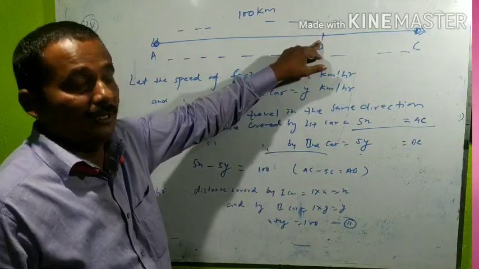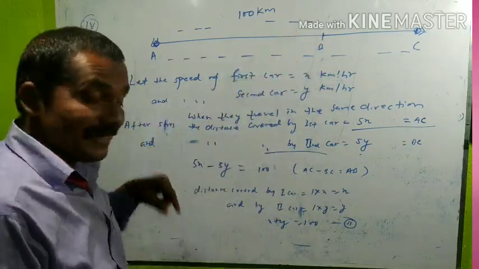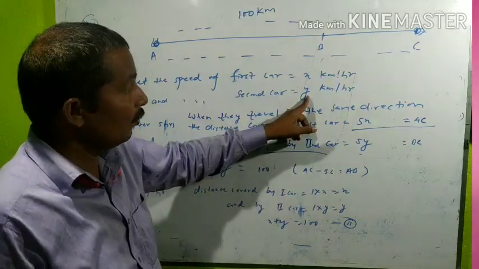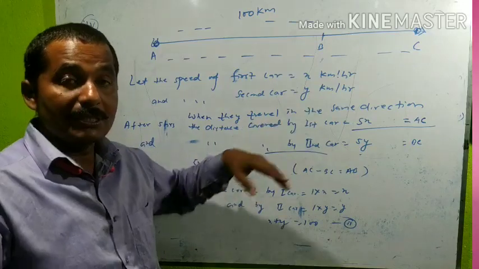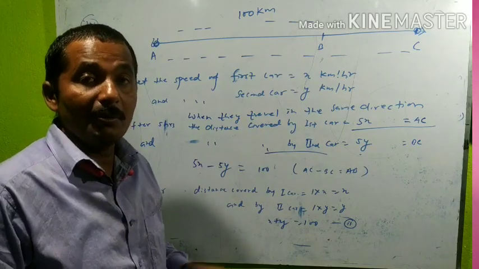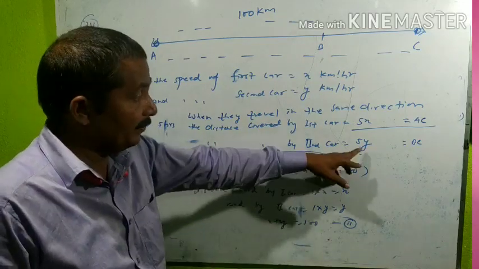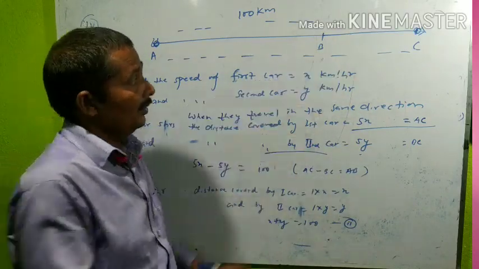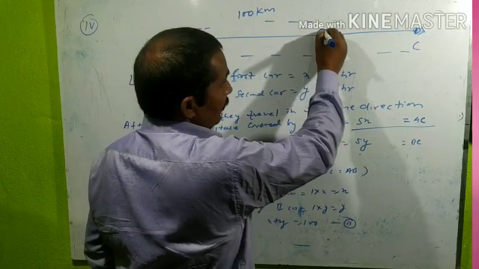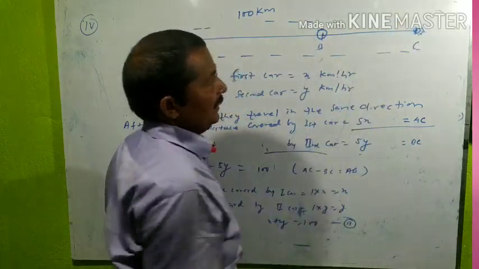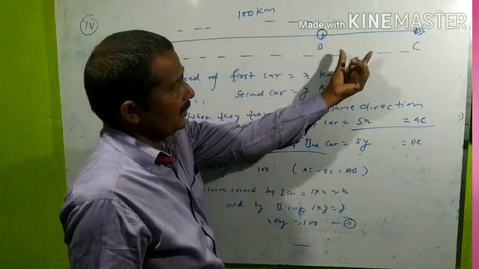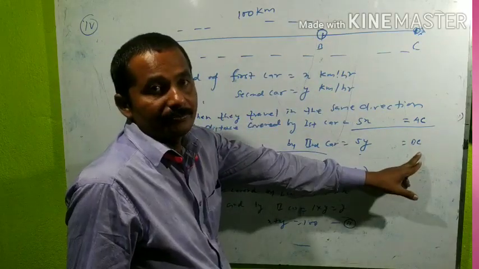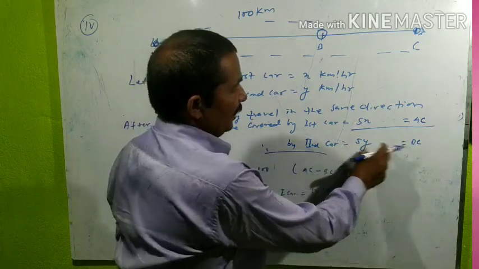So the second car starts from where? B. And time is what? Same, 5 hours. But the speed of the second car is y km per hour. So the distance covered by the second car will be 5 into y. I have written here 5 into y. But when you observe here, the second car starts from here and reaches C. That means the distance covered by the second car will be BC. 5y is equal to BC.